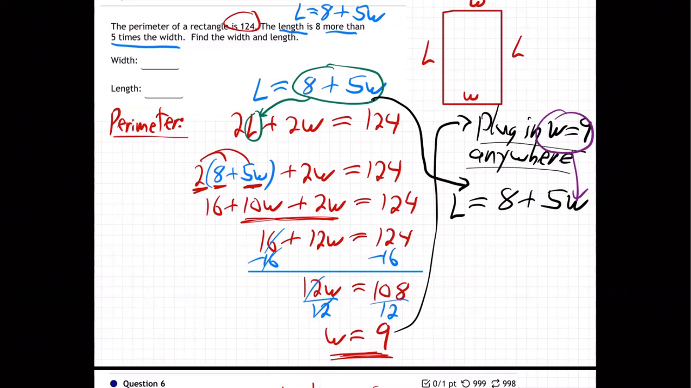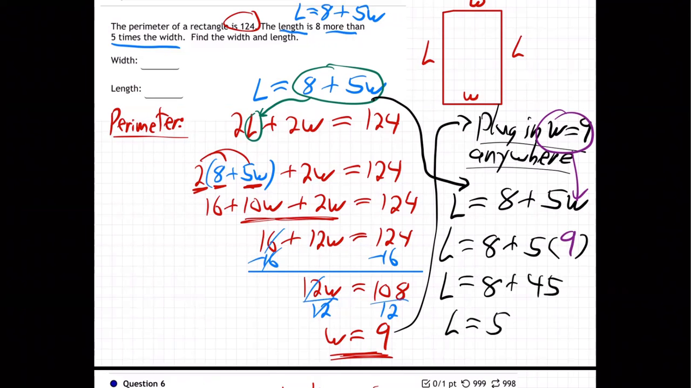So it's going to come out to be L is 8 plus 5 times, and I'm plugging in that 9 right there, W is 9. So L is 8 plus 45. L is, what's that, 53? The length is 53. So the width is 9. The length is 53.